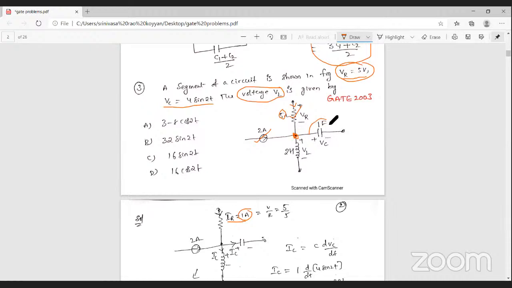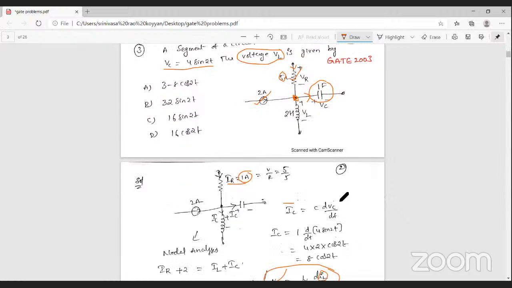But here, the capacitor voltage and capacitor current. Here the terminal is positive, that's why the current is entering the capacitor. Okay, so what is the leaving current? What is the capacitor current? That is IC is equal to C into dv by dt. The capacitor value is a known value, that is 1 farad, and the capacitor voltage is also given, that is 4 sin 2t. Substitute here, then you can find the capacitor current is 8 cos 2t. Okay, that is the capacitor current.